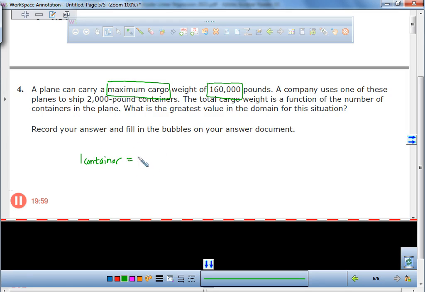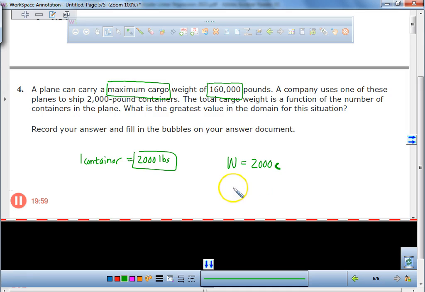One container equals 2,000, I'm going to put LBS for pounds. So you've got one container. The total cargo weight is a function of the number of containers on the plane. So here we go. You guys ready? The total weight, I'm going to put W, equals 2,000 times the number of containers.